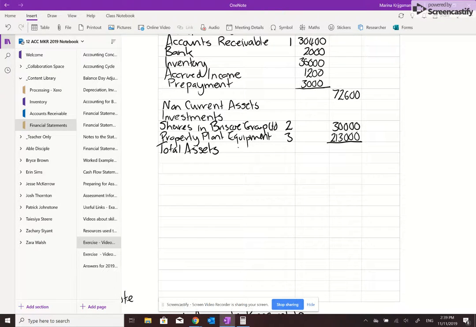Okay, so we're going to add it all together. So 72,600 plus our 30,000 plus our 213,000. So we should get 315,600.